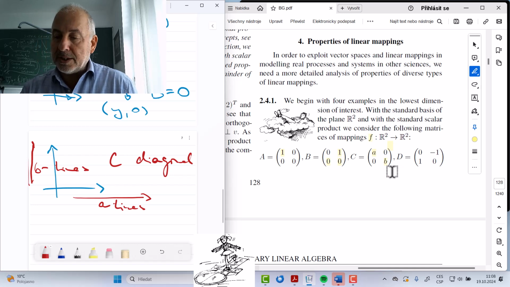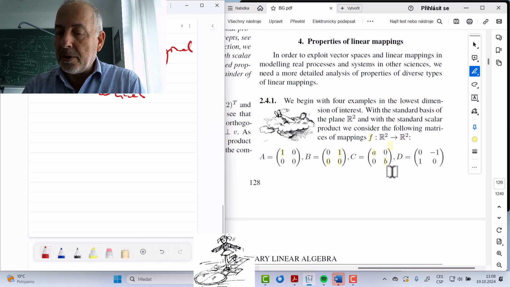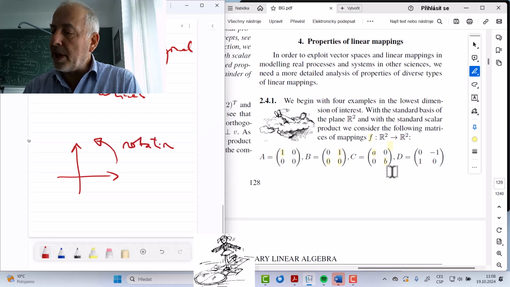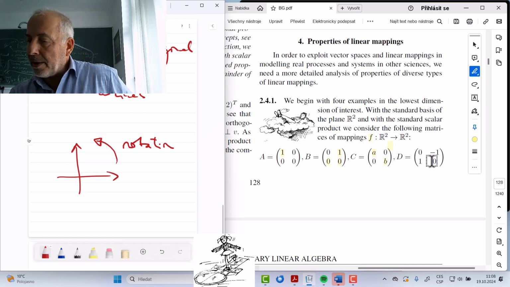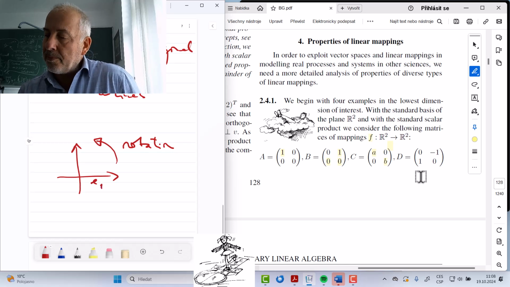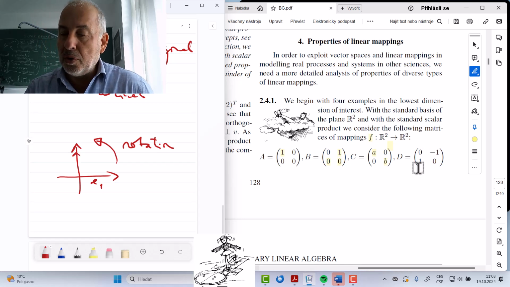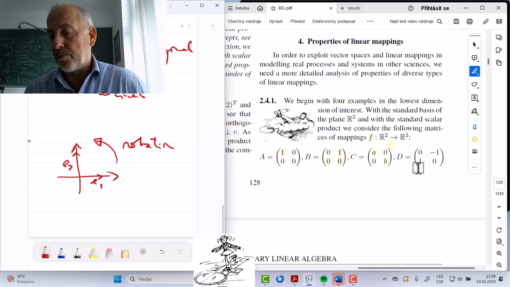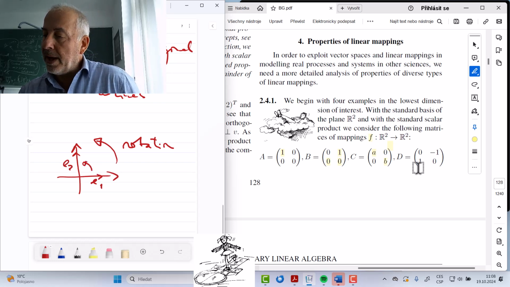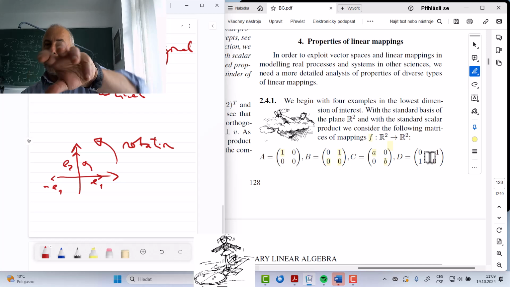And now let's have a look at D. D is again quite different. D is just the mapping which we know very well, and that's the rotation. Rotation by 90 degrees, because the first vector E1, what happens with it is in the first column. So E1 goes to E2, and E2 goes to minus E1. So you see, it's the rotation by 90 degrees.